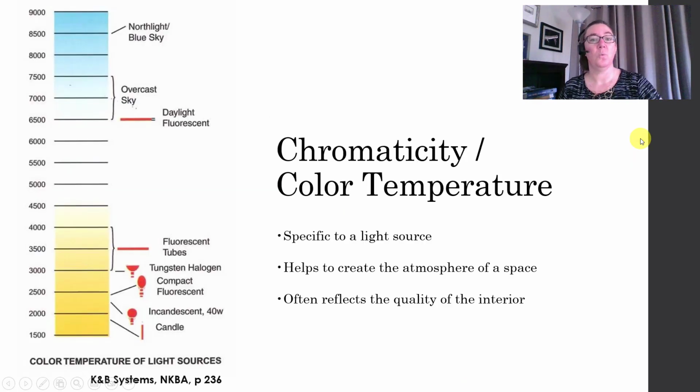Our other color factor was color temperature, also called chromaticity. And that's going to be specific to a light source. So it varies whether it's incandescent, fluorescent, LED, etc. Color temperature will help create an atmosphere of the space, and it often reflects the quality of the experience of the interior of the room. And so color temperature is going to range from warm to cool. Numerically, warm is a lower number, and cool is a higher number up here.